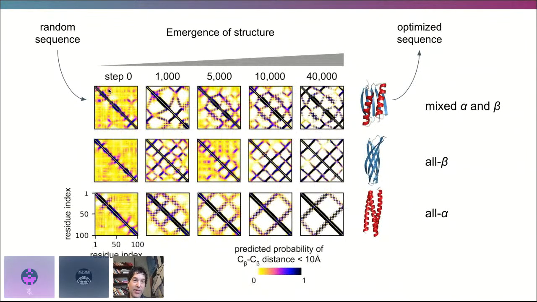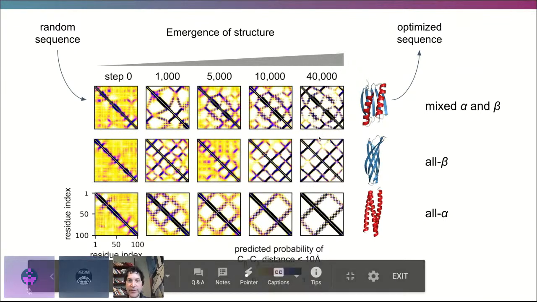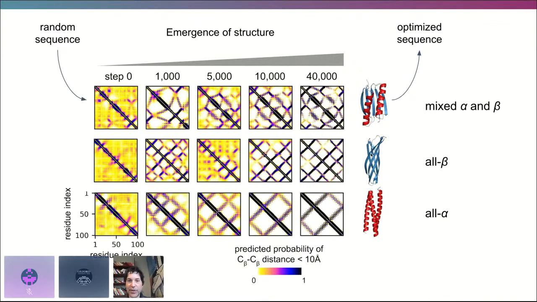So these things are actually a distance map. The dark colors indicate residues close to each other. We start with a random sequence, and we don't get much features. These contact maps are very diffuse. But then as we optimize the sequence, structure grows in, and you can see that by the end of the optimization, these sequences very strongly want to fold into different sorts of structures. And these are pictures of what these structures look like.